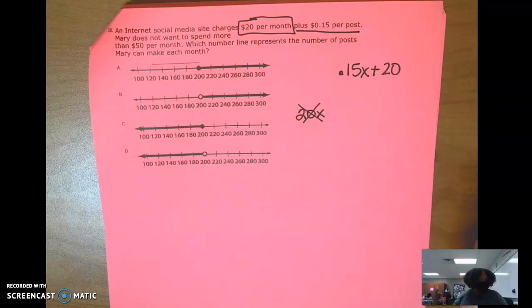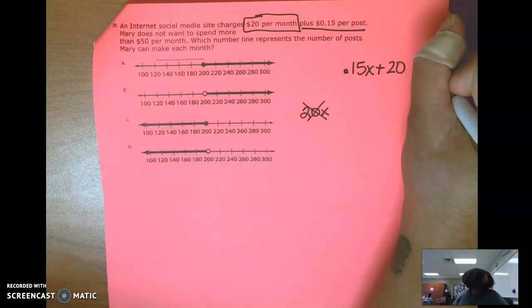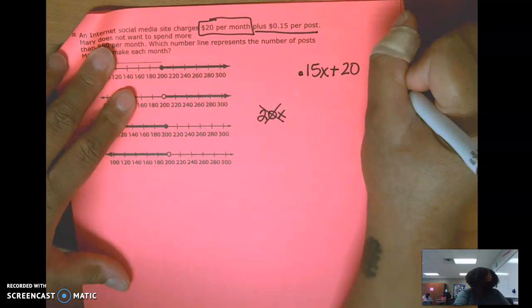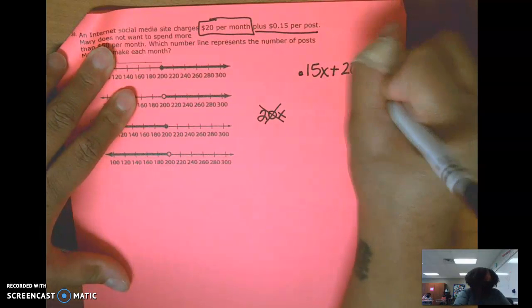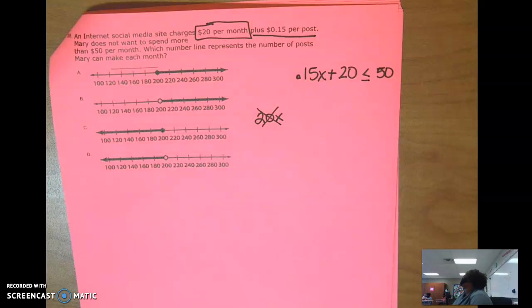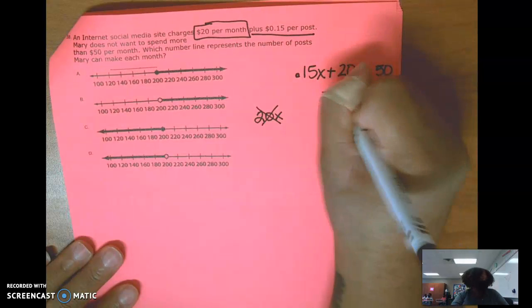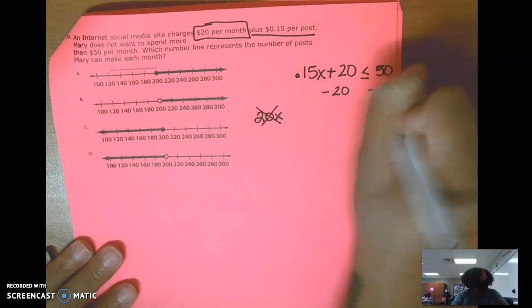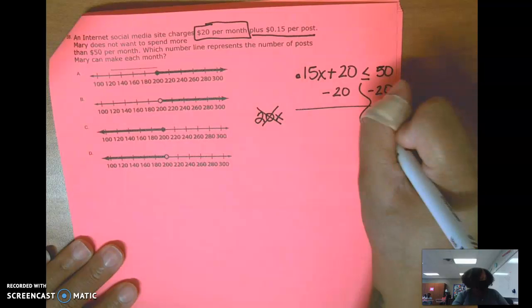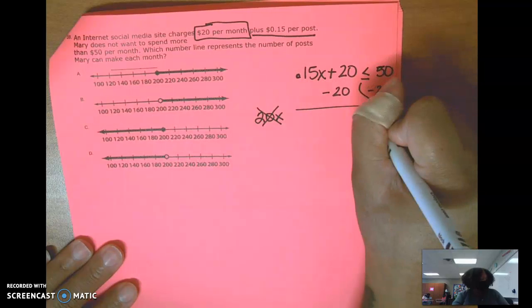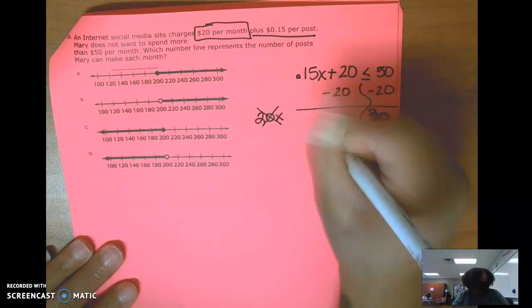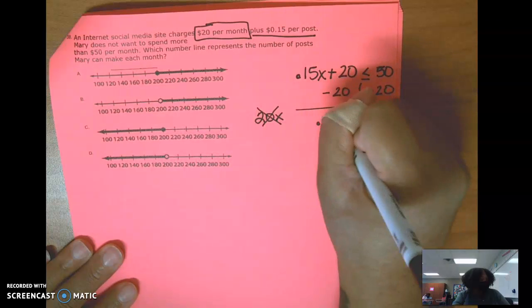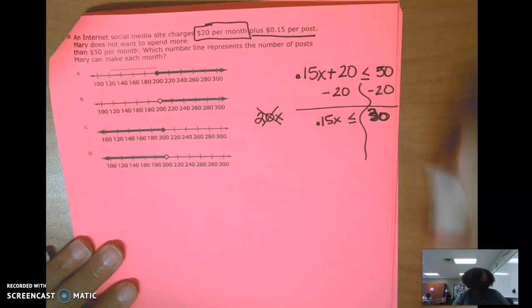So no more than 50. What kind of inequality symbol do I use? Less than or equal to 50. Good. What am I going to do with the 20? You're going to subtract. Minus 20 on both sides. What's 50 minus 20? 30. 15x is less than or equal to 30.